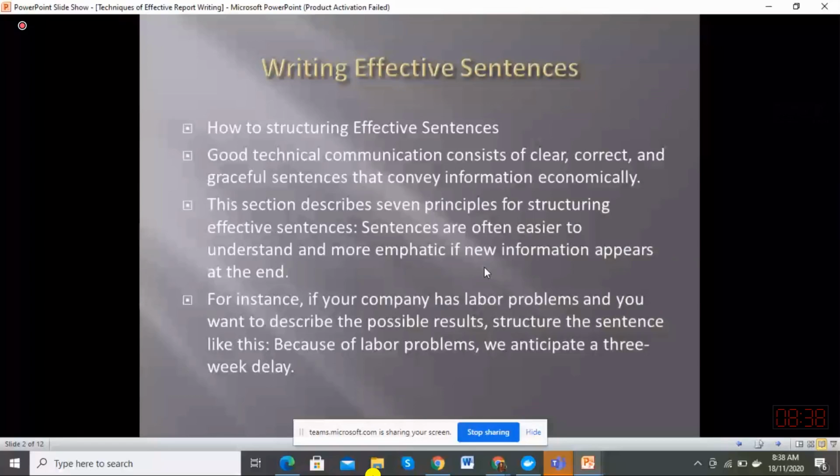So, good technical communication consists of clear, correct, and graceful sentences that convey information. For instance, if your company has a labor problem and you describe the possible result, structure the sentence like this: because of labor problems, we anticipate a 3 weeks delay, rather than making it more congested or heavily dense. So it's a concise or precise sentence. Okay.